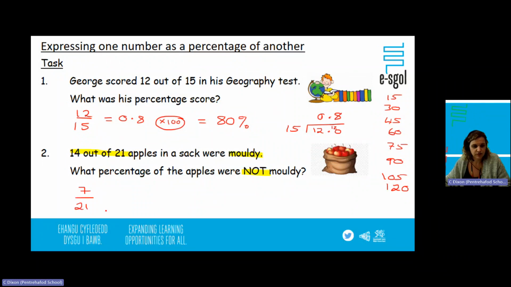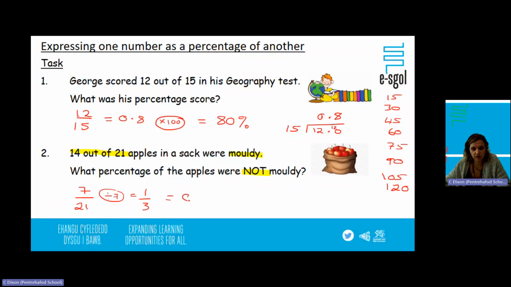So 7 out of 21. Now I can use my equivalent fractions rules here and think, right, okay, well 7 and 21 are both in the 7 times table. So let's divide by 7 to make the fraction a little bit smaller, cancel down. So we've got 1 over 3 when we divide by 7. Now, if you don't know what 1 over 3 is, 1/3 is a decimal.